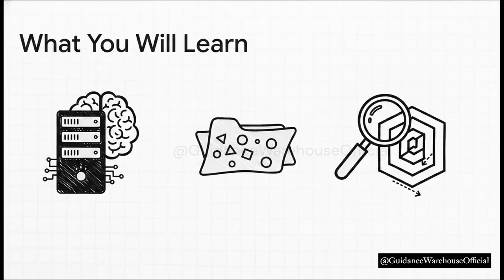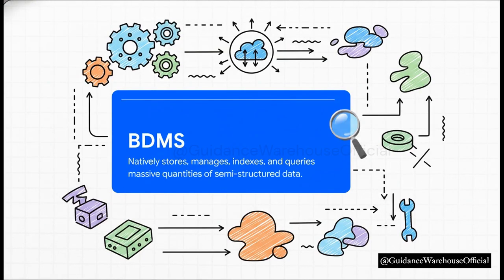But by the end of this explainer, you're going to understand exactly how to solve this problem. We'll quickly cover what a big data management system, or BDMS, actually is. Then we'll see how to use the Asterix data model for flexible data modeling. And finally, we'll break down exactly how to query all that complex, nested data using the Asterix query language. All right, let's jump right into the foundation.